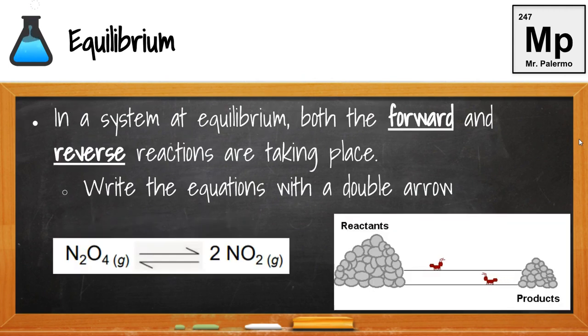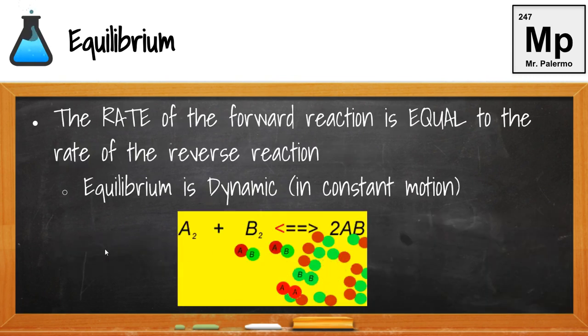In a system at equilibrium, both the forward and reverse reactions are taking place. So if you look in this animation here, we have our reactants on the left and products on the right. Both the forward reaction, reactants forming products, is occurring, as well as the reverse reaction, the products breaking back down into the reactants. And so we show that both reactions are taking place with a double arrow, as you can see here. So N2O4 is forming NO2, that's my forward reaction, but also NO2 is going back and forming N2O4. And so once we get to equilibrium, the rate of the forward reaction equals the rate of the reverse reaction. That's the equal part of the equilibrium.